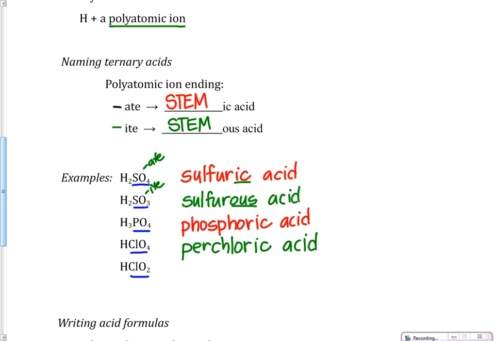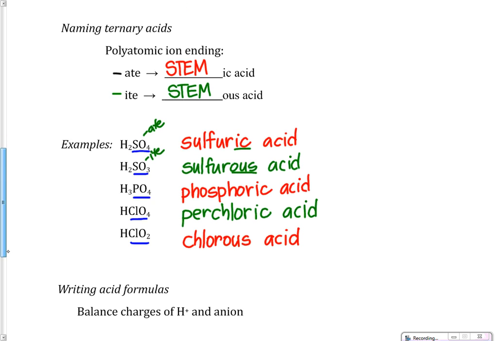And on this last one, HClO2, ClO2 is called chlorite. So I'm going to call this acid name, since it ended in ite, I'll change the ending to ous, and that will become chlorous acid. So hopefully now you understand how to do ternary names.